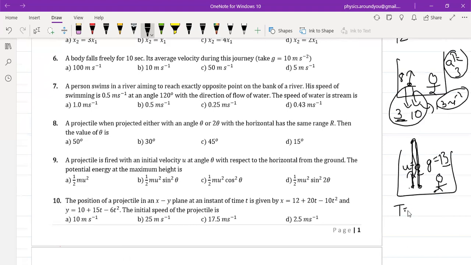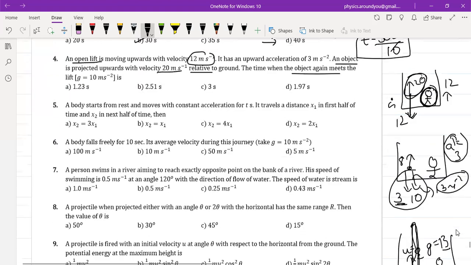That is nothing but t equal to 2u by g. I will put u as 8 and g as 13. It would be 16 by 13, which is approximately 1.23 seconds. This is how simple relative velocity makes life. It makes life very easy.